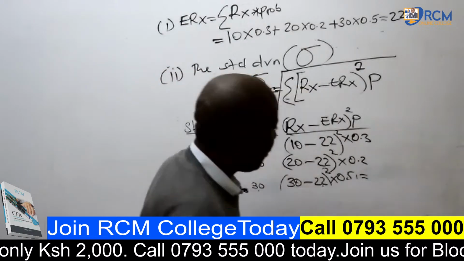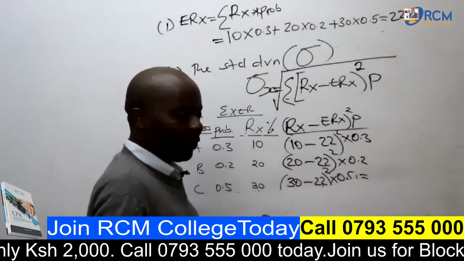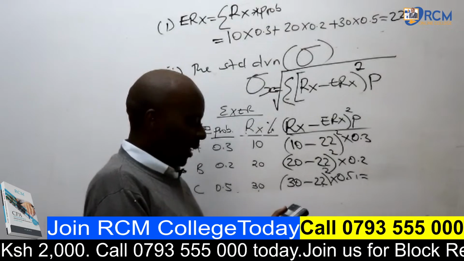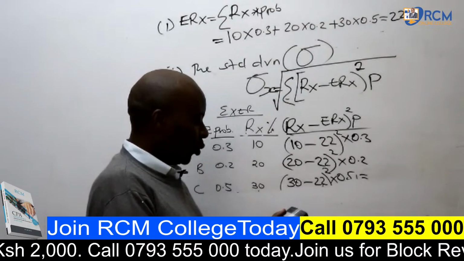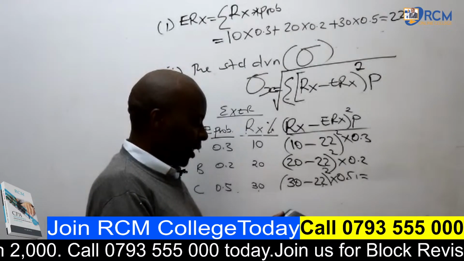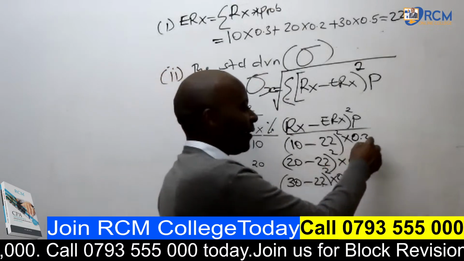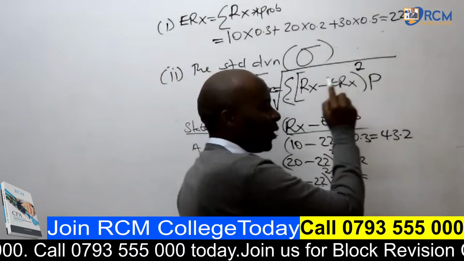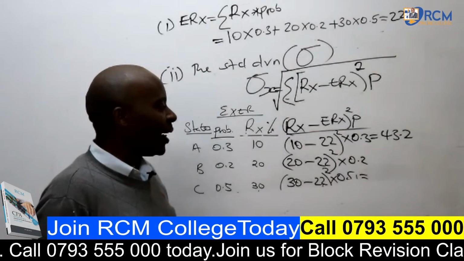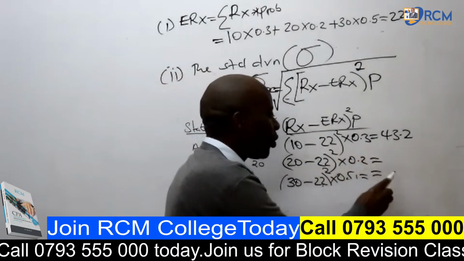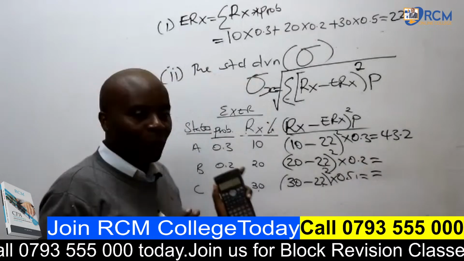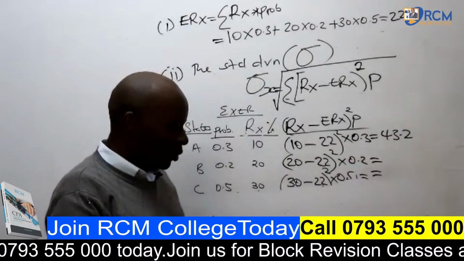So what we have here, open brackets. The first one is 10 minus 22. We square this times 0.3. Is there somebody who has gotten 43.2 for the first one? 43.2, Abdullah, thank you very much. Go for the second one. What do we have here? And you see these questions are quite popular in your past papers. Very popular. I'll take you to your past papers, you'll be able to see.